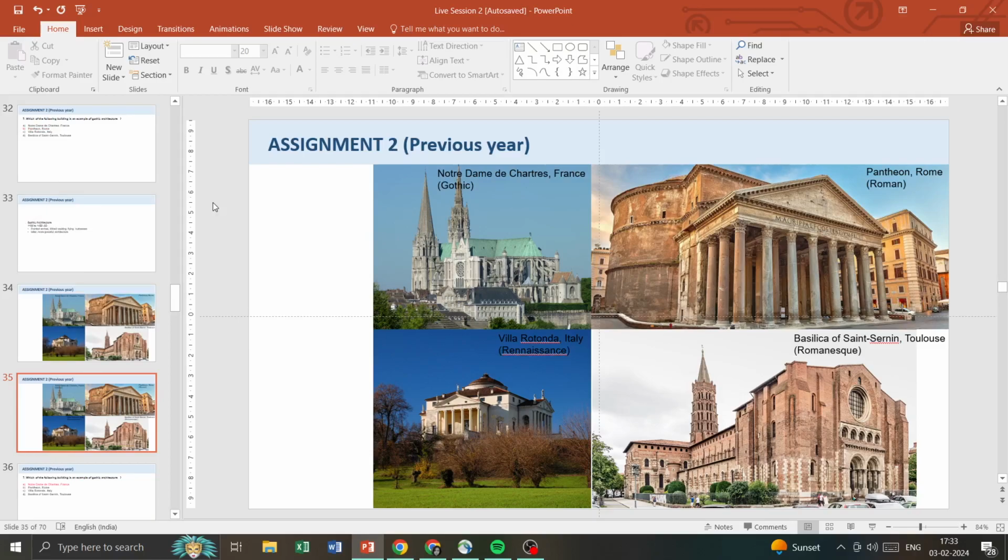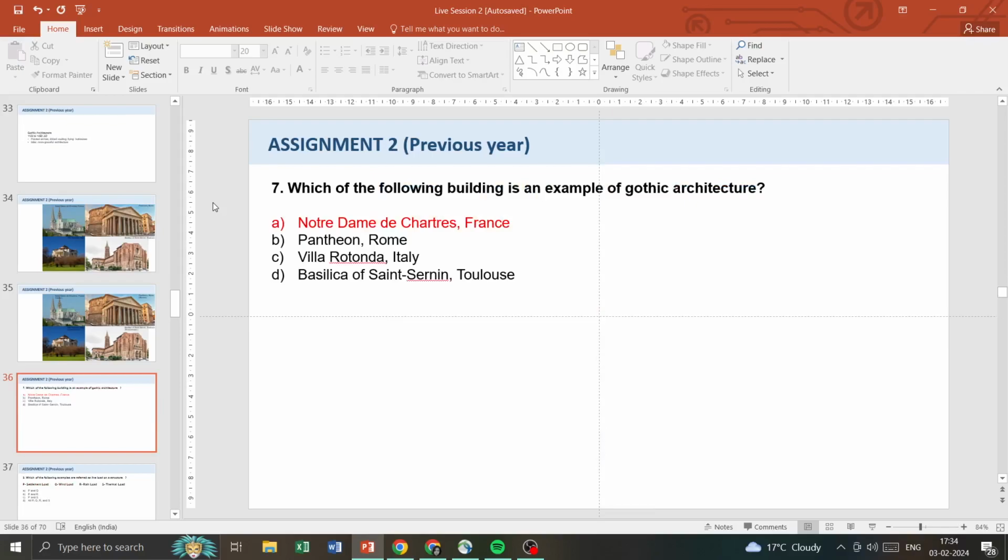So Notre Dame des Chartres, France, has Gothic architecture. You can see the pointed towers. You can see the ornamentation. And Pantheon, Rome, has Roman architecture. You can see the columns are composite columns, and it is in Rome. Villa Rotonda in Italy has Renaissance architecture, and Basilica of Saint Sernin, Toulouse, has Romanesque architecture. So our answer is Notre Dame des Chartres, France.